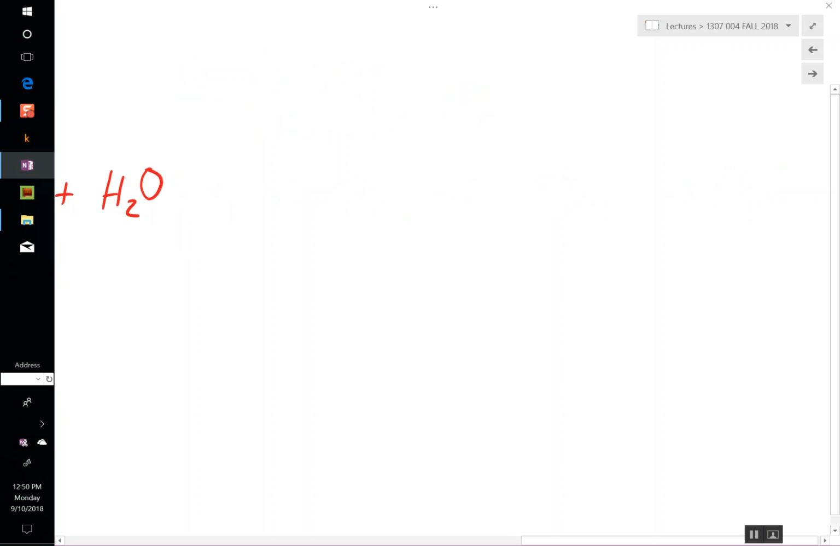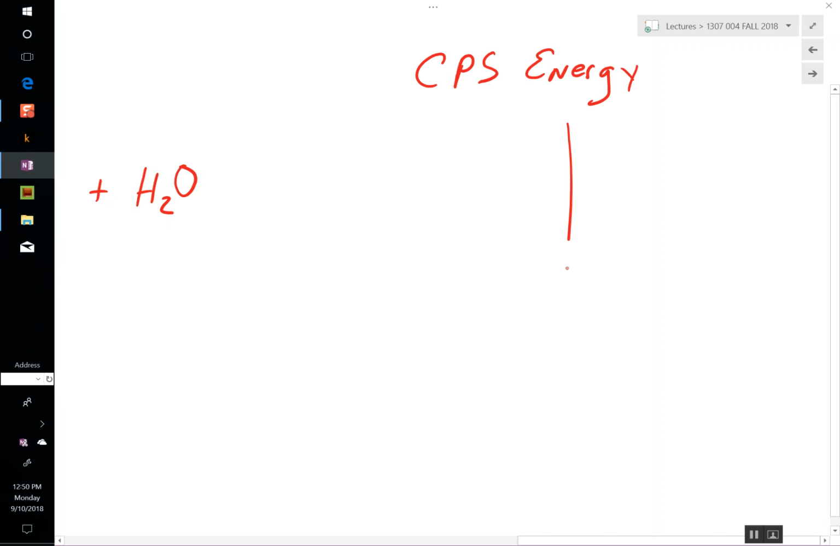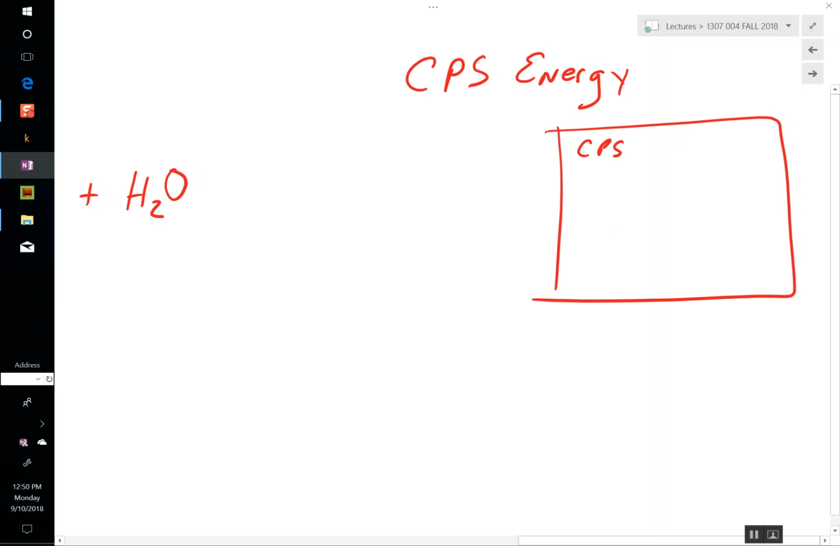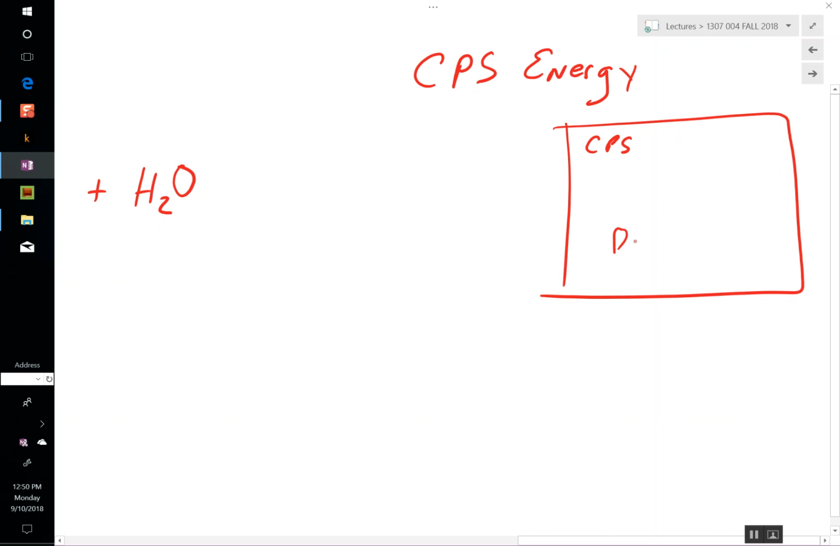Now, while we're on practical matters, CPS Energy. You come out of downtown San Antonio and there was a big billboard there, and you could tell that it was by CPS Energy, and it had a little flame. Let's see if I can draw a flame. I can't.